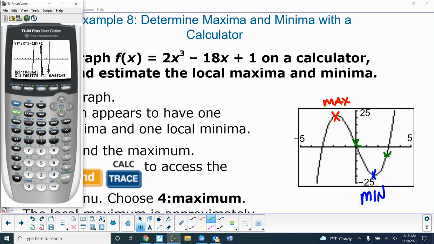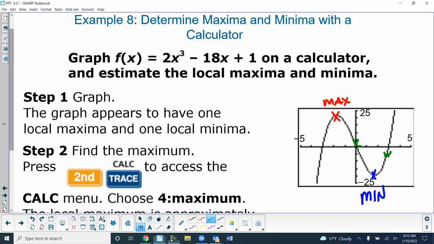All right, I'm right of it. Hit enter, guess, hit enter. So my min is, we'll just go to tenths, 1.7, negative 19.8. They're not always going to be whole numbers. That's okay. All right? So you can still find it even though you can't actually see it. You with me on that?